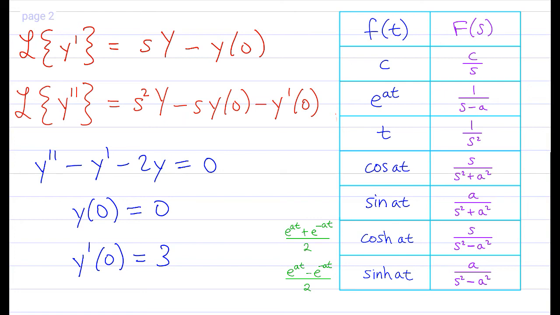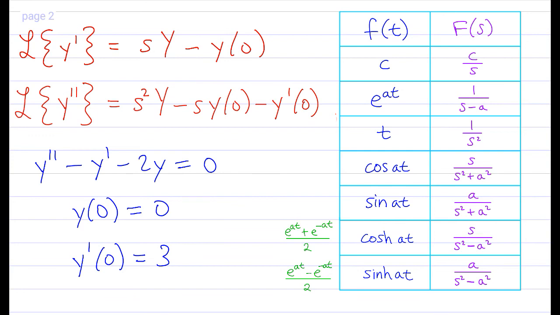Okay, so there's our two results in red for the Laplace transforms of derivatives. Here's the equation I want to solve today. Okay, it's a second order differential equation with constant coefficients. And if you've solved these types of equations before, great. Today we're going to use Laplace transforms to basically get the same result. There's the equation, and I have two initial conditions. So I'm going to take the Laplace transform of both sides using my red equations here to substitute.